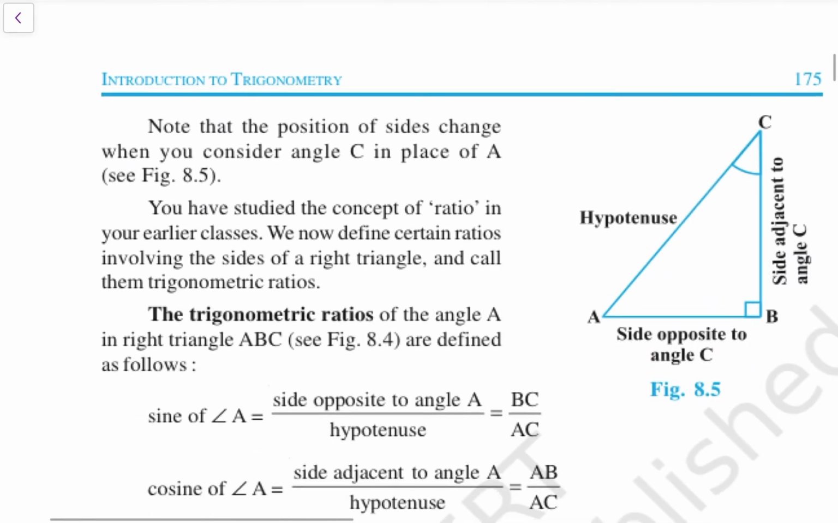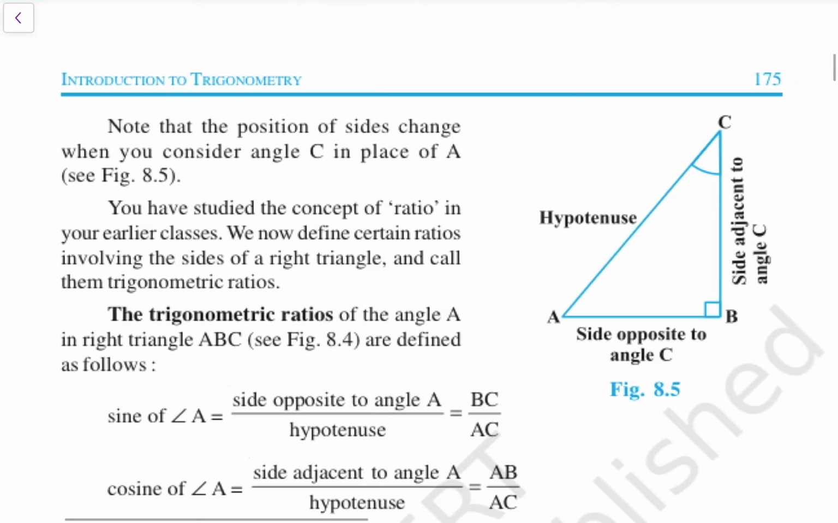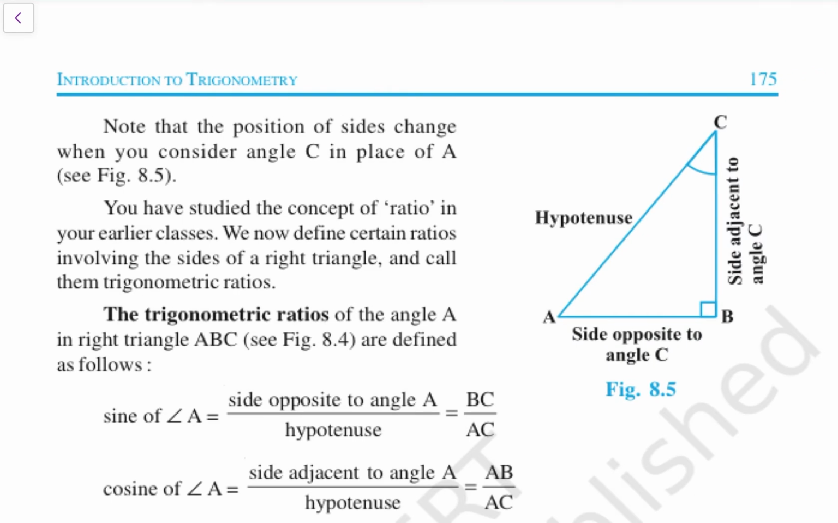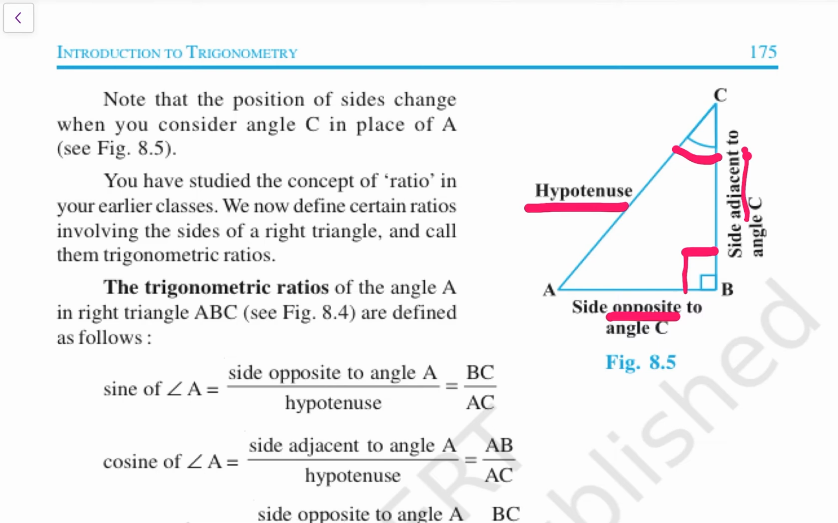Now note that the position of sides changes when we consider angle C in place of A. So the reference angle is very important in this situation. Here, if we take C as the reference angle, AB becomes the opposite side and BC becomes the adjacent side. The hypotenuse remains the same as we have not changed the right angle. So these ratios will be reference ratios depending upon what angle we are talking about.